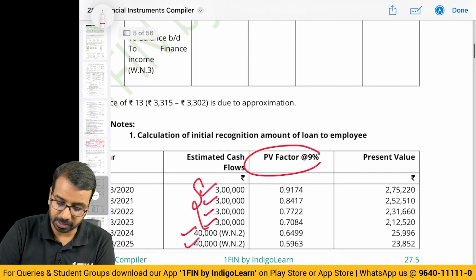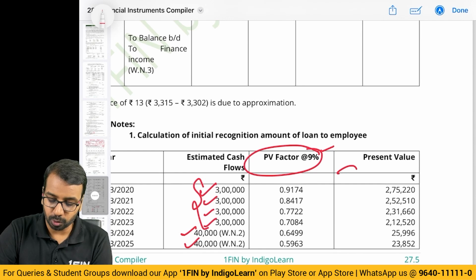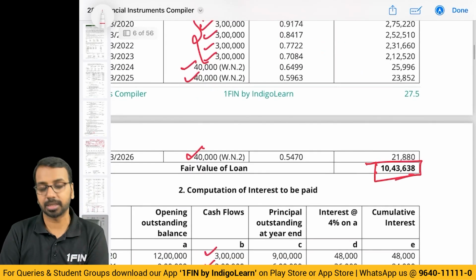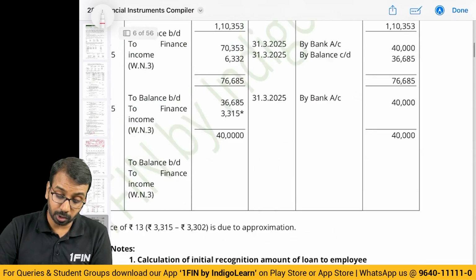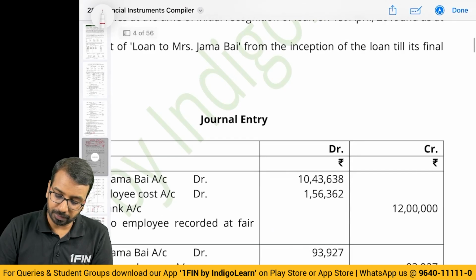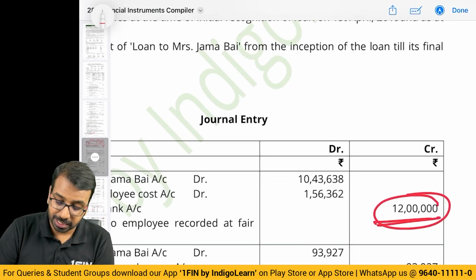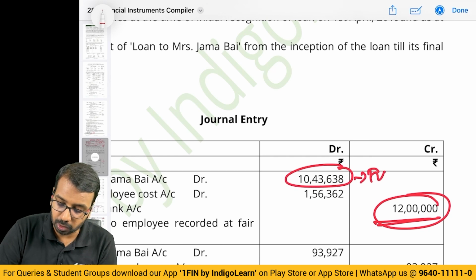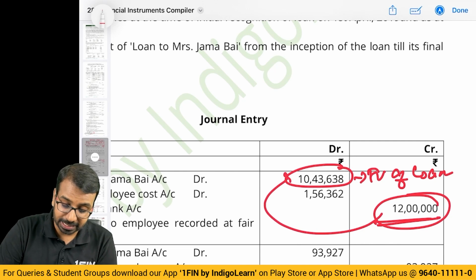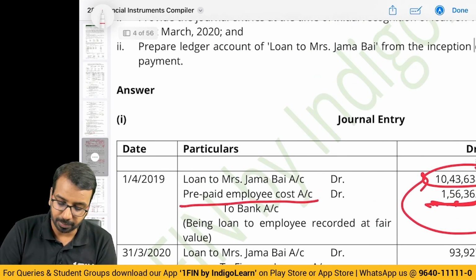So what we will do? We will take the present value factor at 9%. If the present value factor is given in the question, use that and compute the present value. So the present value is how much? 10,43,638. What is the loan amount? Loan amount that you have given is 12 lakhs. Out of this 12 lakhs, the fair value of the loan is 10,43,638. So the difference between 12 lakhs and 10,43,638, this 1,56,362, will be taken to prepaid employee cost.